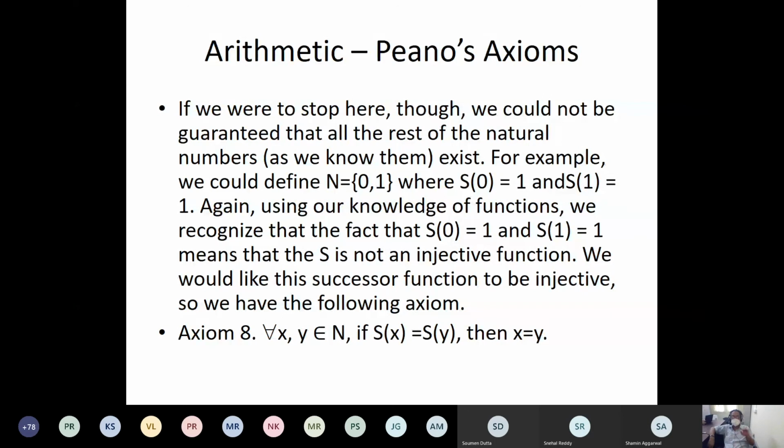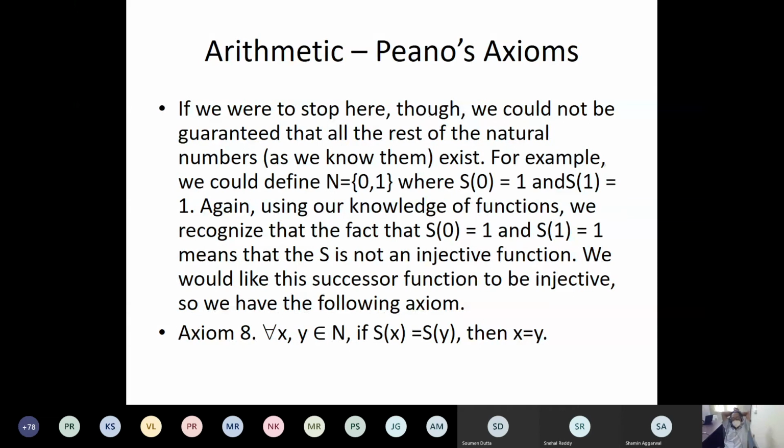If we were to stop here, though, we could not be guaranteed that all the rest of the natural numbers as we know them exist. For example, we could define N equal to {0, 1}, where S0 equal to 1 and S1 equal to 1. Again, using our knowledge of functions, we recognize that the fact that S0 equal to 1 and S1 equal to 1 means that S is not an injective function. We would like this successor function to be injective.